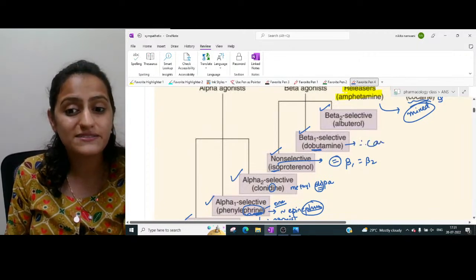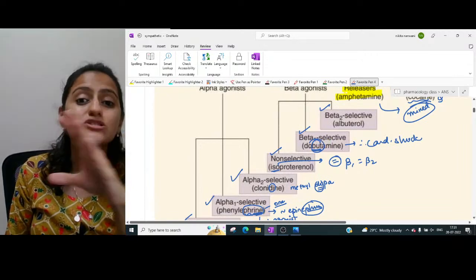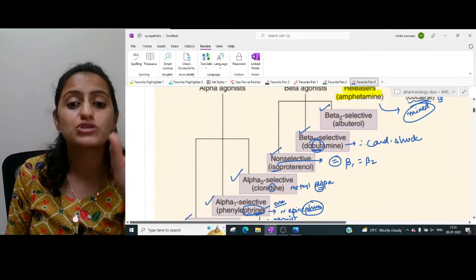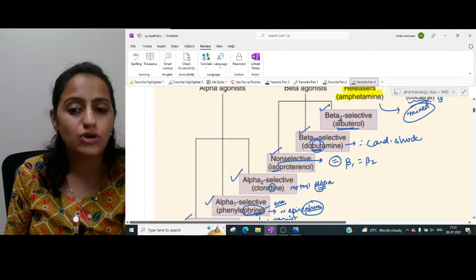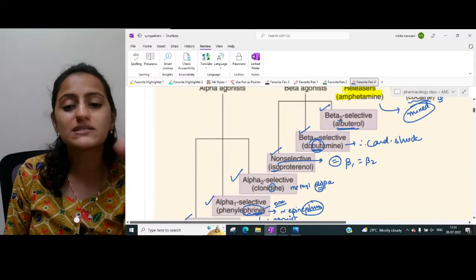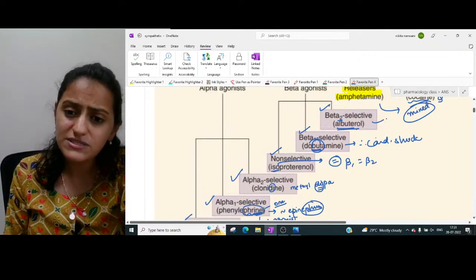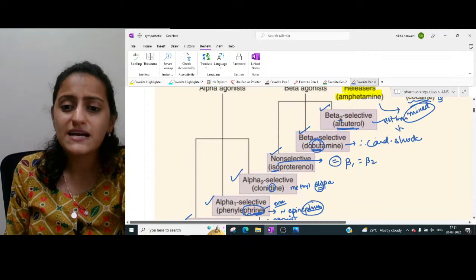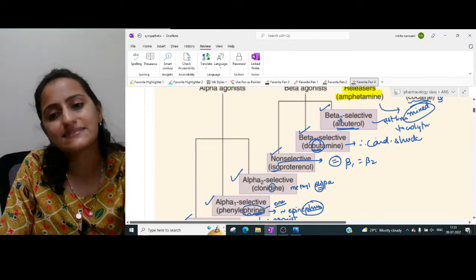Therefore, we said that it is used in cardiogenic shock. Remember dobutamine, it is not dopamine. It is dobutamine. And beta 2 selective is albuterol, like your beta 2 selective agonist salbutamol, albuterol. These will be used in asthma. They'll also be used as tocolytics because they act on the smooth muscle, causing relaxation.